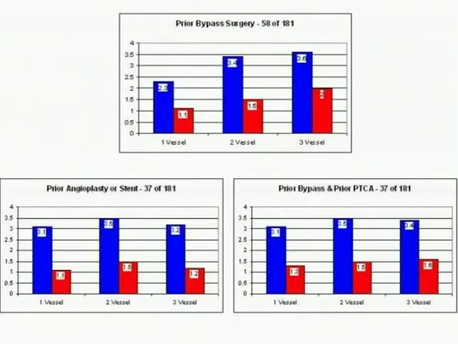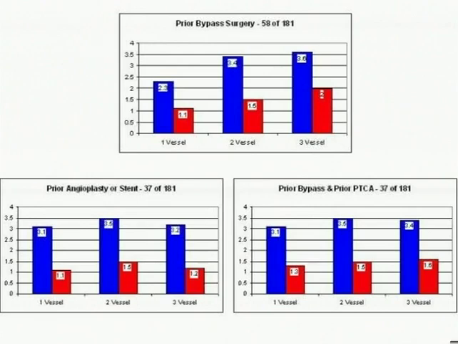Now, of our first 181 patients over the first 3 years, 58 had a prior bypass. In those with recurrent single vessel disease, they improved from 2.3 to 1.1. Those with recurrent 2 vessel disease, they were sicker, half were having pain at rest. They improved from 3.4 to 1.5. Those with 3 vessel disease also improved. Maybe not quite as much, but they did improve.